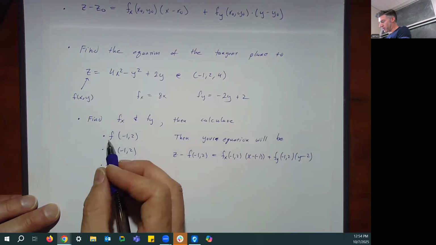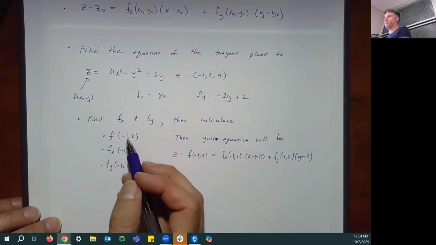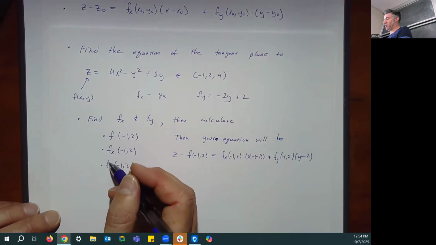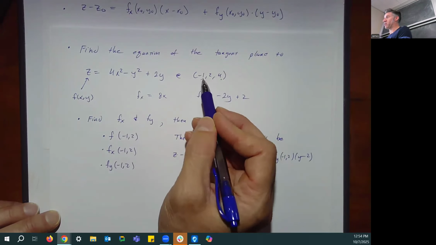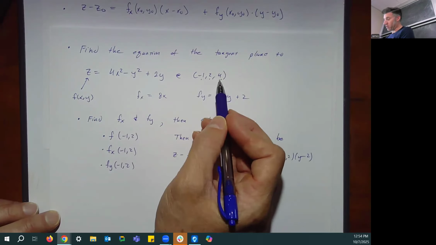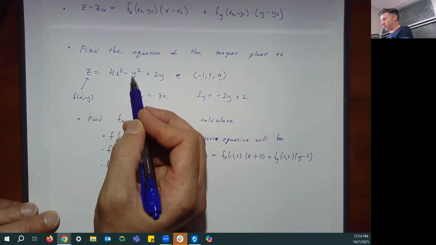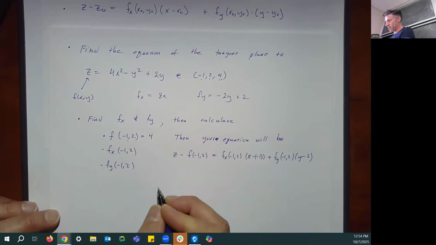So then if I'm calculating these things, my f of negative 1, 2. We didn't even really have to think about calculating. We already should know it's 4 because they're telling you that when you plug in negative 1 for x and 2 for y, you're getting 4 for z. But we can also check. If you plug in negative 1 for x and 2 for y, you get 4 minus 4 plus 4, which is 4. That's definitely equal to 4.